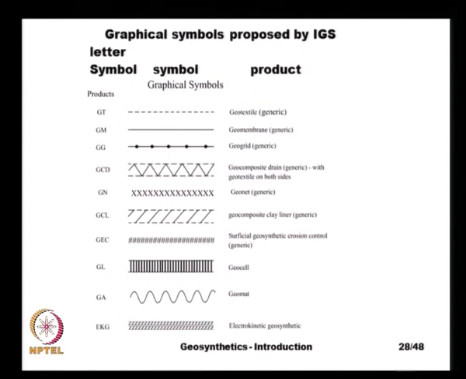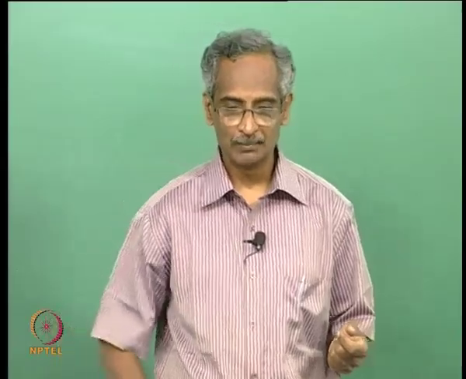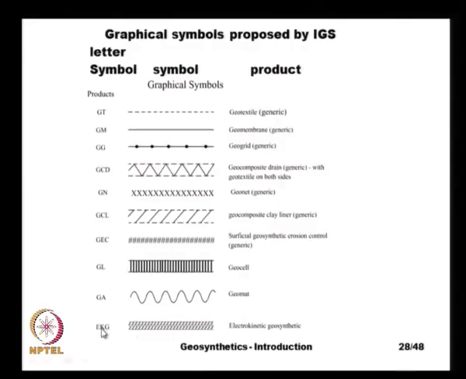has two parallel dashed lines with hatches. The geosynthetic erosion control mat has a crimped surface like this, and the geocell, which provides three-dimensional confinement, has a number of vertical lines, and then the geomat has a surface like this. More recently we have the electrokinetic geosynthetics, wherein we pass some electrical current to change the properties of the soil, and they are denoted like this. The product symbols are shown on the left hand side, and the graphical symbols are shown like this. It becomes easy to identify any product when we use these symbols.